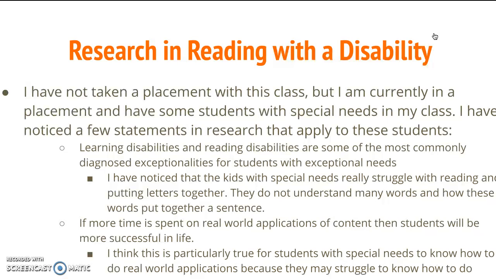I have noticed that the kids with special needs really struggle with reading and putting letters together. They do not understand many words and how these words put together a sentence. If more time is spent on real-world applications of content, then students will be more successful in life. I think this is particularly true for students with special needs to know how to do real-world applications because they may struggle to know how to do important life skill tasks.